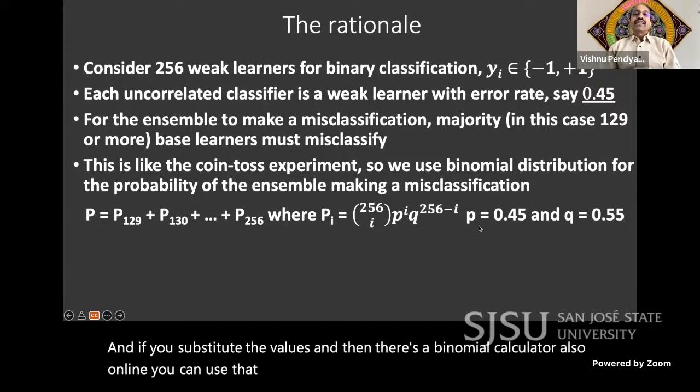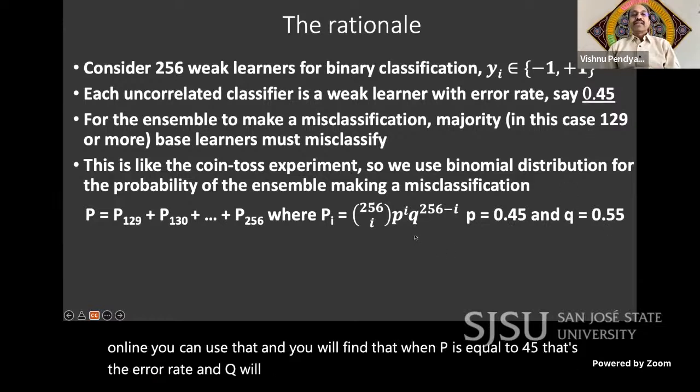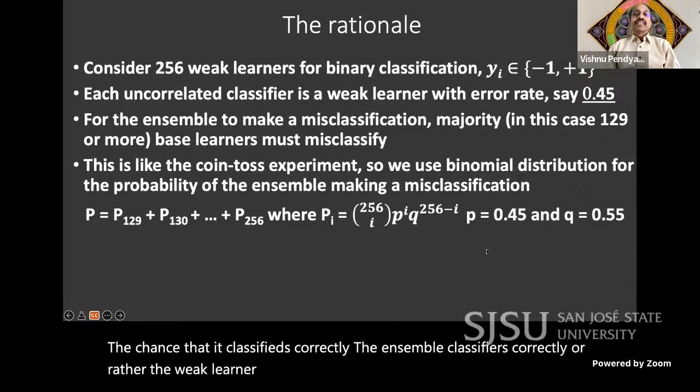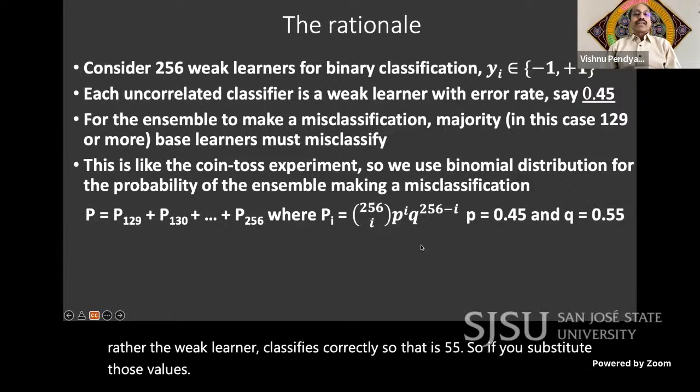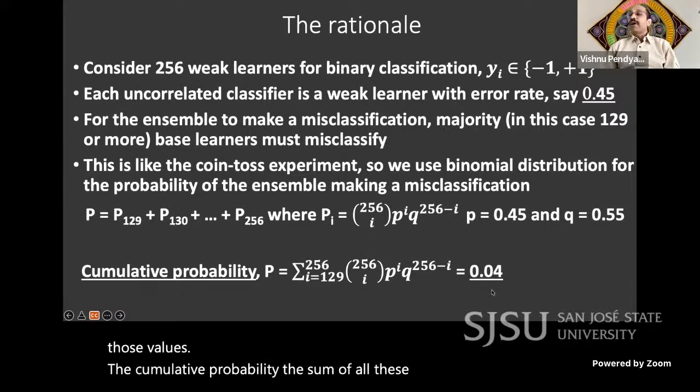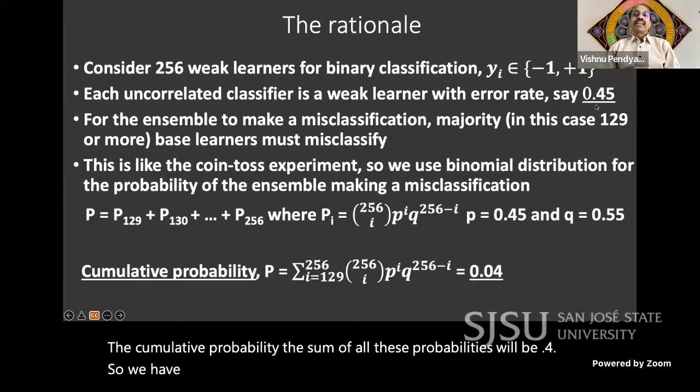And you will find that P is equal to 0.45, that's the error rate, and Q will be 0.55. Q is the chance that the weak learner classifies correctly. So that is 0.55. If you substitute those values, the cumulative probability, the sum of all these probabilities, will be 0.04. So we have essentially reduced the error rate from 0.45 to 0.04.